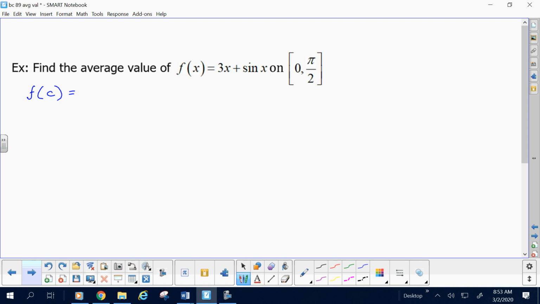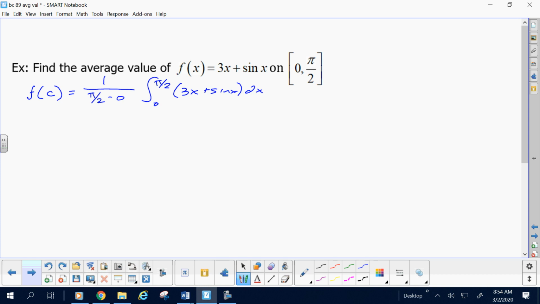And so using this idea, we would find this by taking 1 over pi over 2 minus 0 times the integral from 0 to pi over 2 of 3x plus sine of x dx.